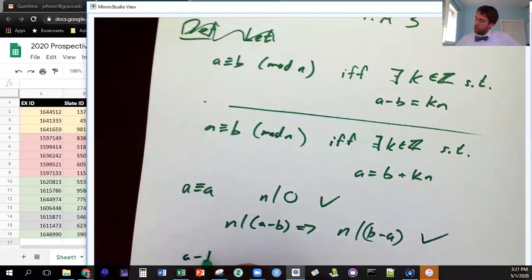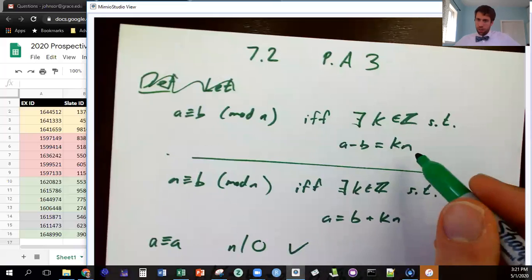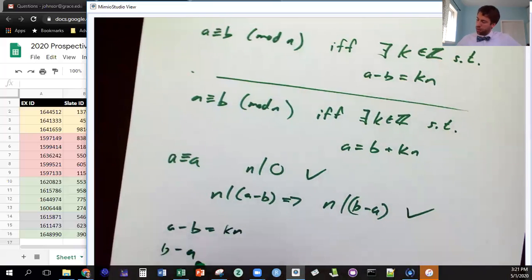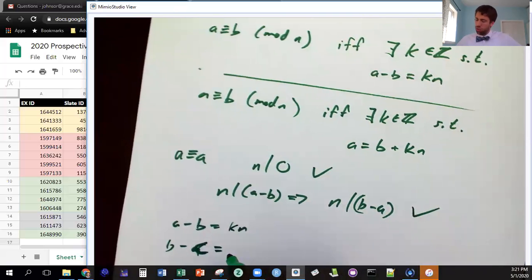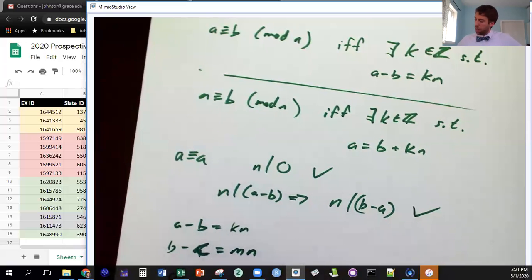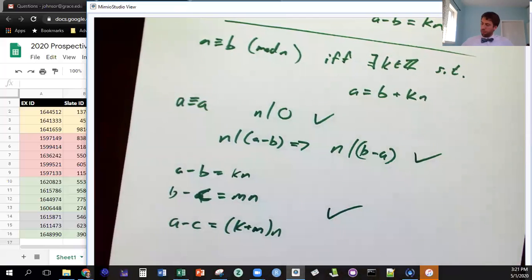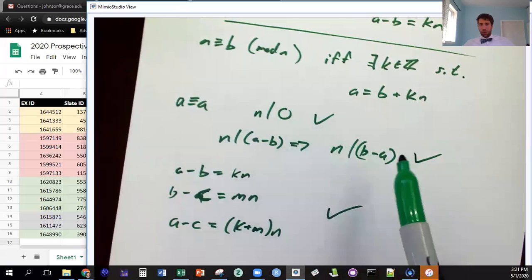I'm going to use this definition here. So a minus b equals kn, and b minus c equals mn. Then add them together, and the b's cancel out. a minus c equals (k plus m) n. Sorry, you can't see that. So it's true. It meets the criteria of being reflexive, symmetric, and transitive.